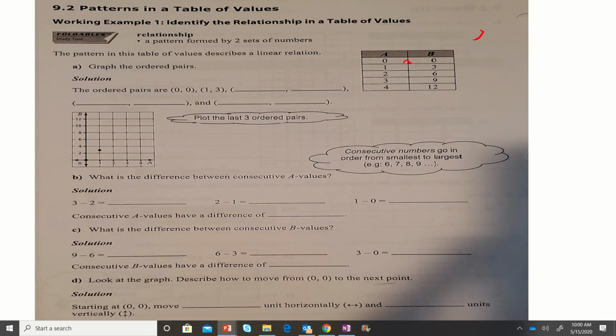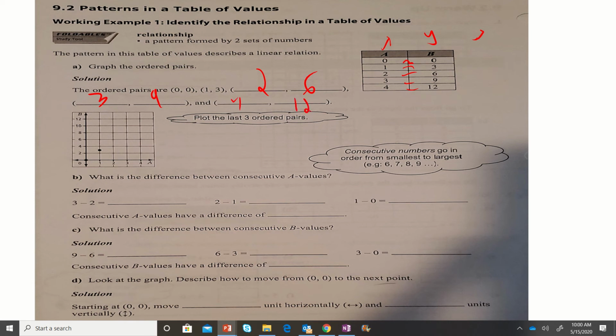In class, what I would have done is probably played Battleship with you guys, but an ordered pair is basically two numbers that make a coordinate on a graph. Here you have your x-axis, here you have your y. So we have 0 and 0, 1 and 3, then we go to 2 and 6, then we have 3 and 9, and finally we have 4 and 12.